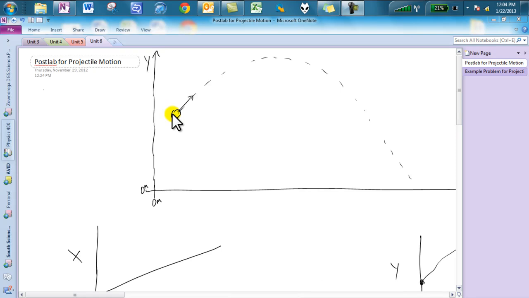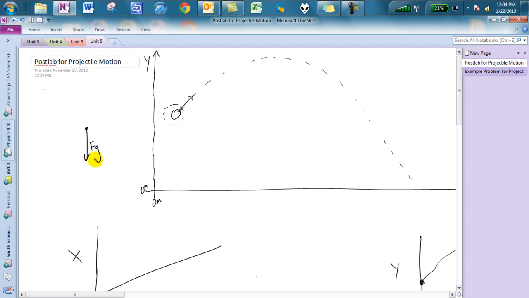Ladies and gentlemen, welcome. We are going to do a post lab for projectile motion. A projectile is usually an object that is flying through the air. We are going to ignore air resistance in this. Normally for a projectile, if you were to draw a force diagram for it, you would just have Fg acting on it, since there are no other forces acting on it as it flies through the air.